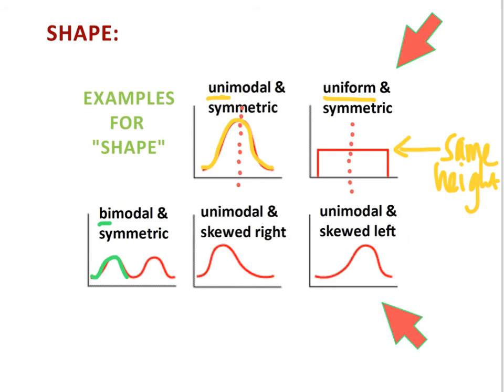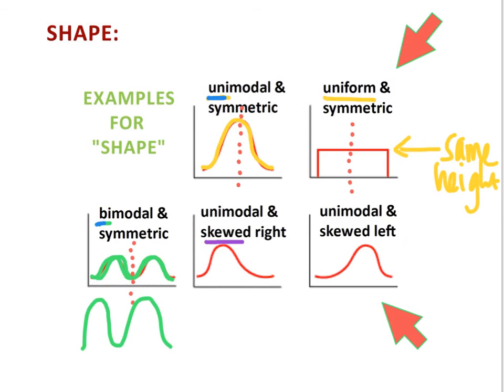Bi means 2 peaks, like a bicycle has 2 wheels. So bimodal means there's 2 distinct peaks in your graph, and it's symmetric because if I drew a line down the middle, it'd mirror itself on both sides. With bimodal, it's really going to be a bimodal shape, not just a little dip in the data. So bimodal is the other type of graph that we can have besides unimodal. We don't really say anything past unimodal and bimodal, so don't say like trimodal if it has 3 peaks. That's nothing, so don't say that.